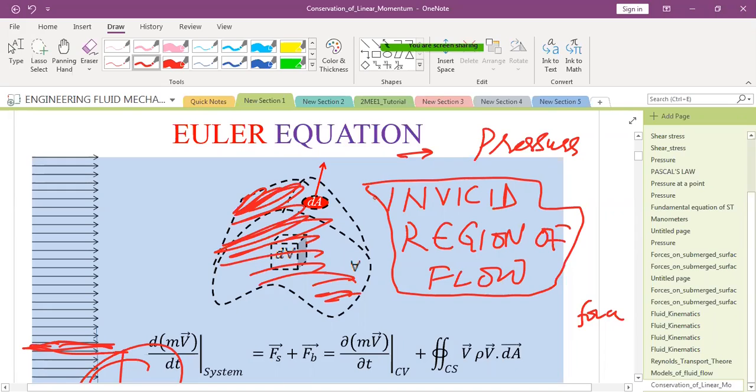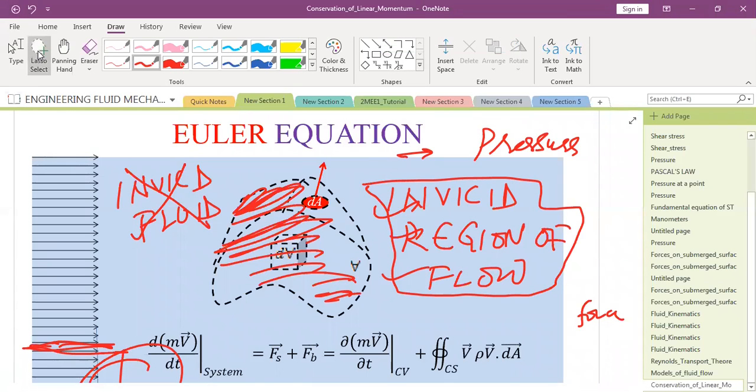So please be careful. What do I mean by inviscid? There is no inviscid fluid. This is entirely incorrect terminology. You cannot have any kind of inviscid fluid. You can only have inviscid region of flow. Are you clear? Any doubts?